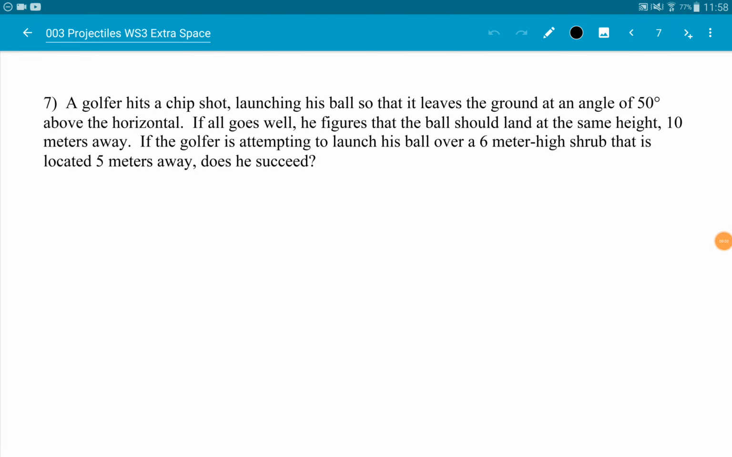Welcome back. We're in the Projectiles unit, worksheet 3, the last problem, problem number 7. Let's get into it. So a golfer hits a chip shot.